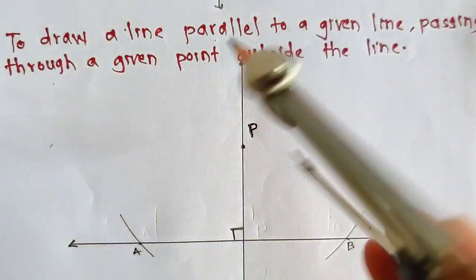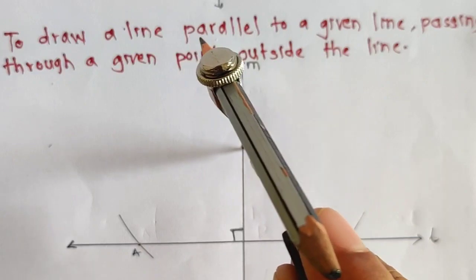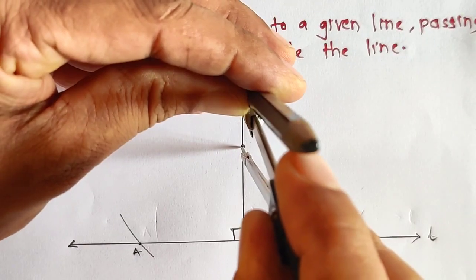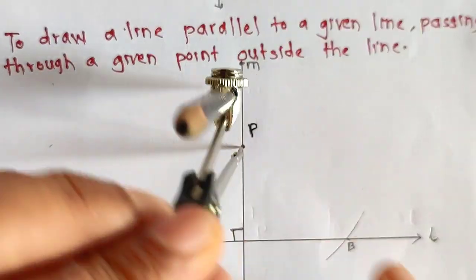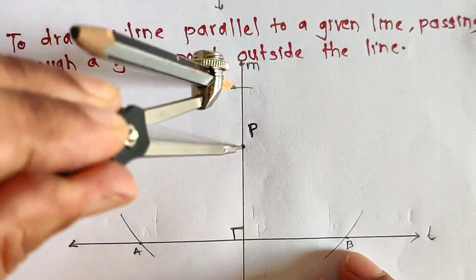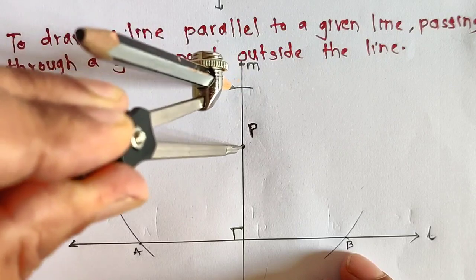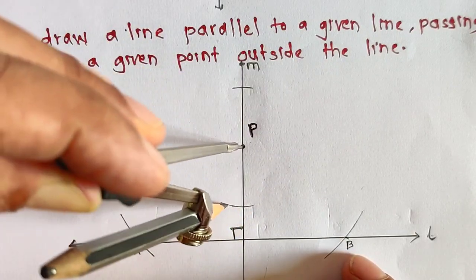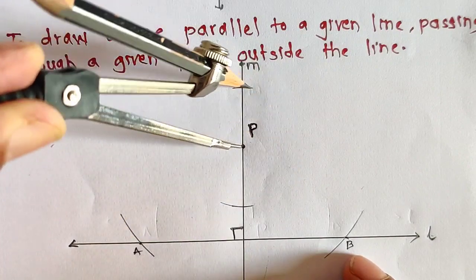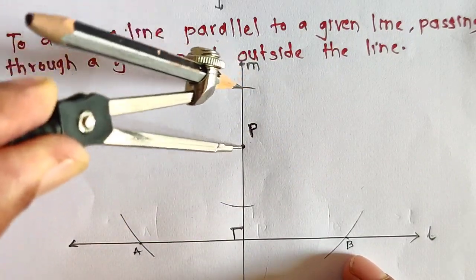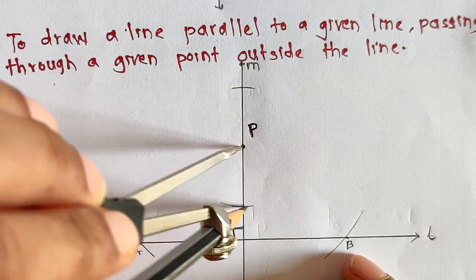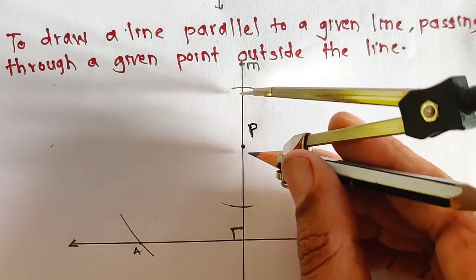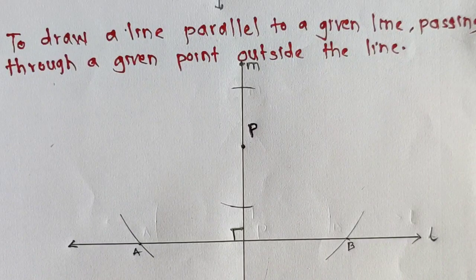So with P as a center, second construction we have to repeat here. Take a suitable distance and draw the arcs on both sides of P. So here one arc and here we get the second arc. On both sides of P we have to draw the arcs. Now draw the bisector of the segment between these two arcs.